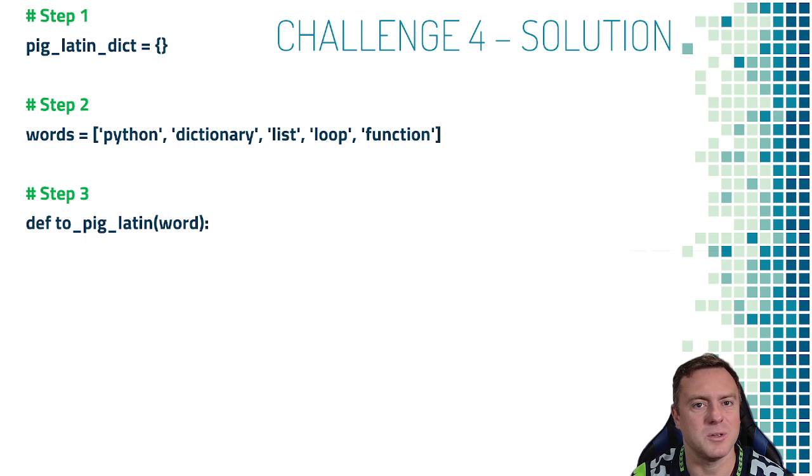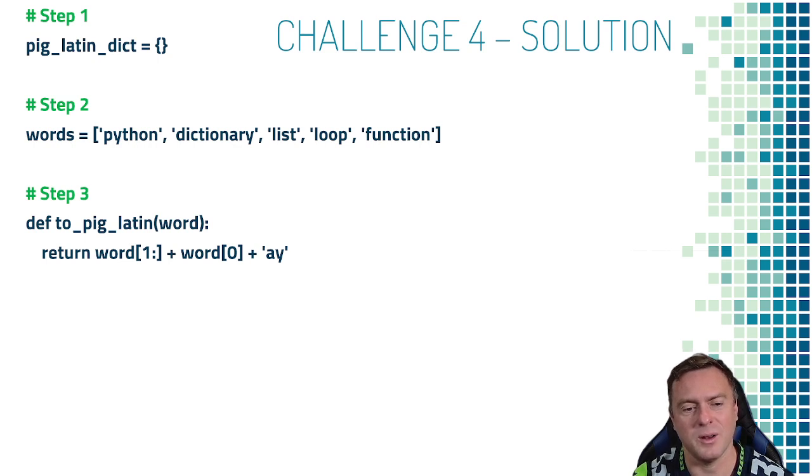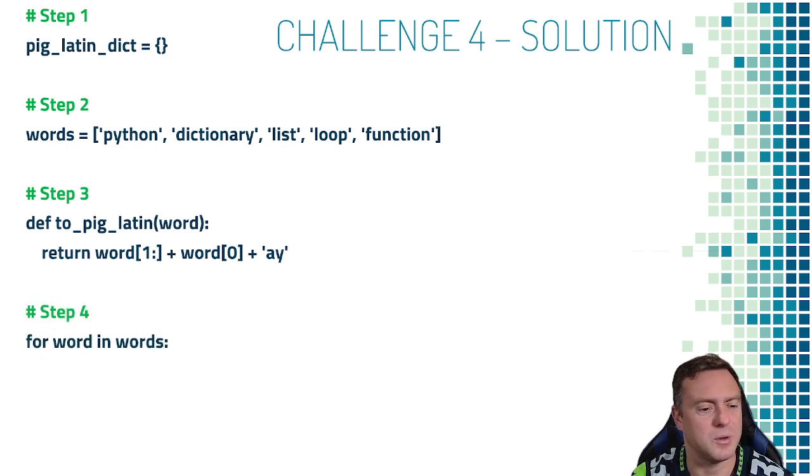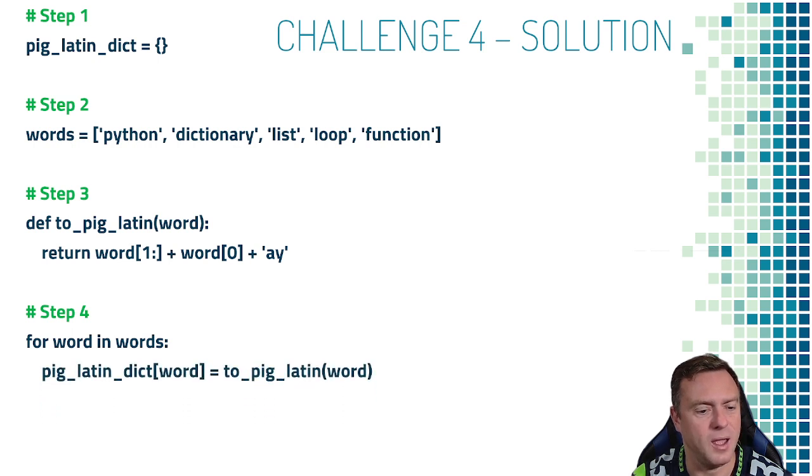Step 3 then is you want to define the new function. So def to Pig Latin with the word. And what happens here is you want to return the word with the head chopped off, with the word added on at the end. So the first letter done at the back, and then A at the end, which is kind of cool. So then the next step is you want to go through each of the words inside the list, and then you want to go through and apply the dictionary to build the new word.